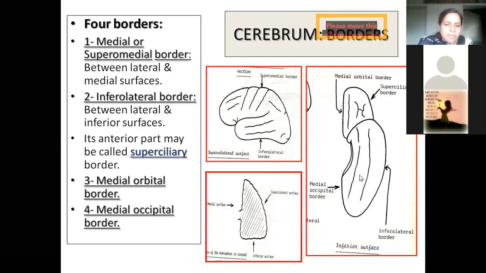This is the inferior view of the brain. Here only one half is shown, the other half is not shown. On the medial side, there is one more border on the inferior surface. You call it the medial orbital border. And as you go more posteriorly, there is one more border, which is called the medial occipital border. So like that, we have four borders: superomedial border, inferolateral, then medial orbital and medial occipital borders.